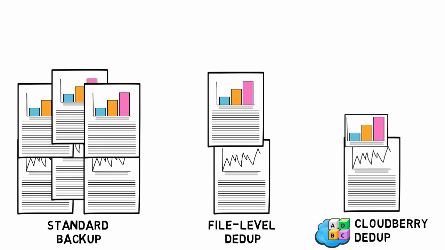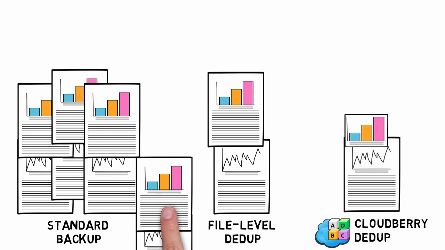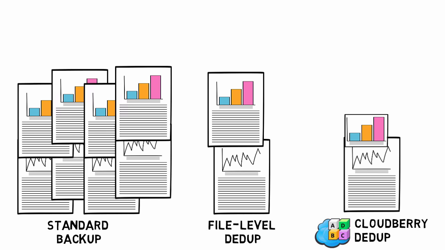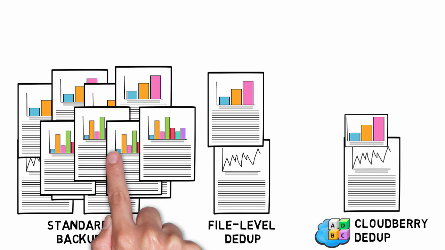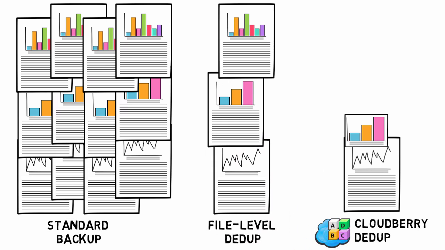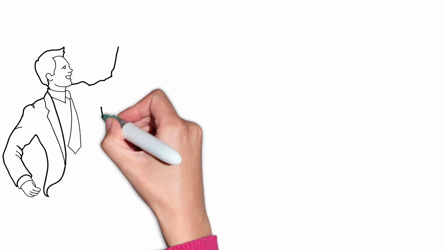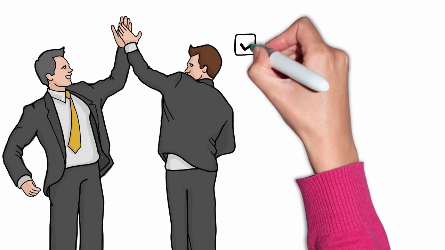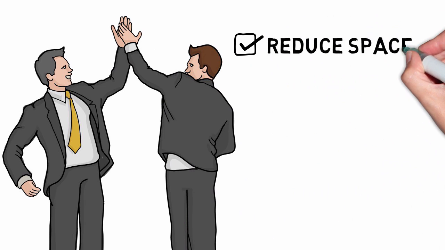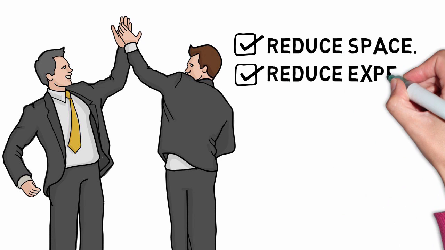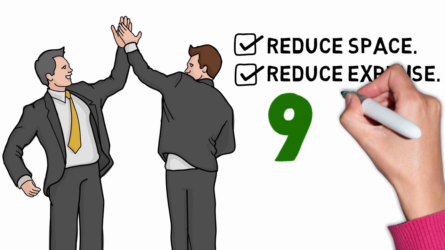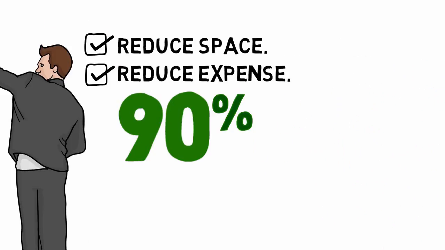Of course, this is a very small example, but if you add more employees, you'll save more space. And every time you update your files and back them up, you'll save even more. In a typical small business setting, CloudBerry Dedup can reduce your total storage volume and reduce your cloud storage expenses by as much as 90%.